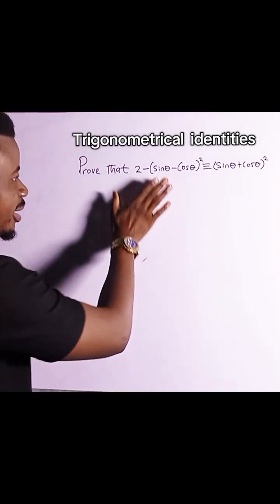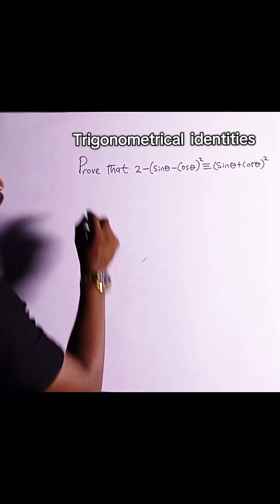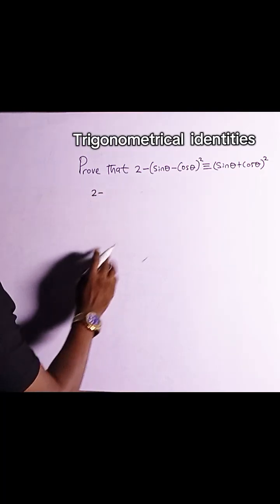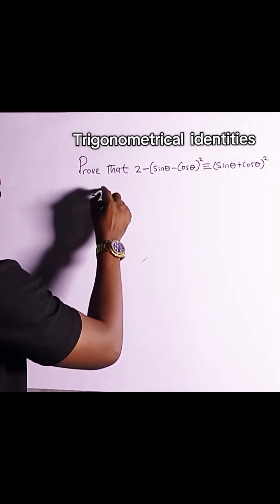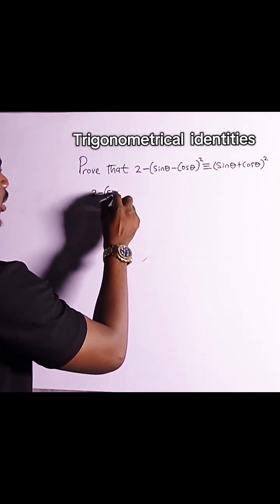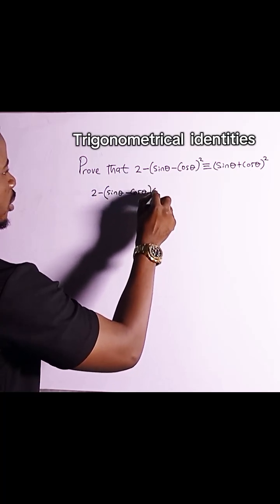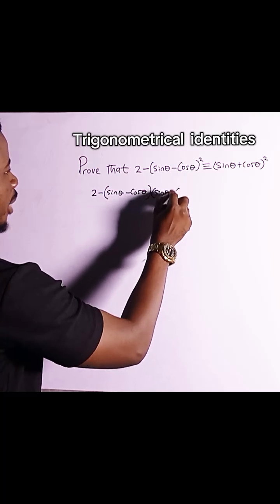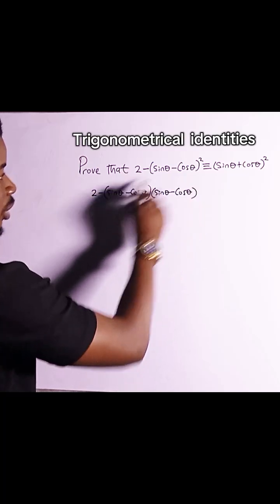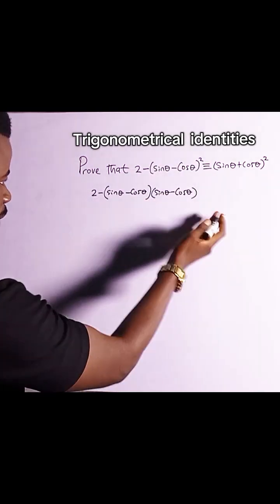So let's solve this systematically. So what do you have? You have 2 minus, now you have this expression squared, it becomes what? Sine theta minus cos theta, sine theta minus cos theta, because it is squared. So let's expand the bracket.